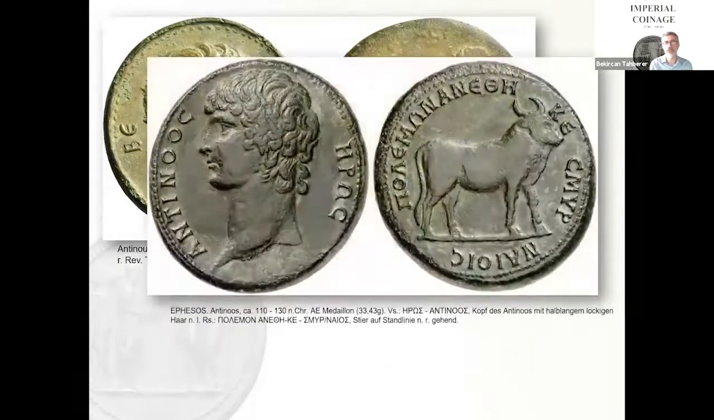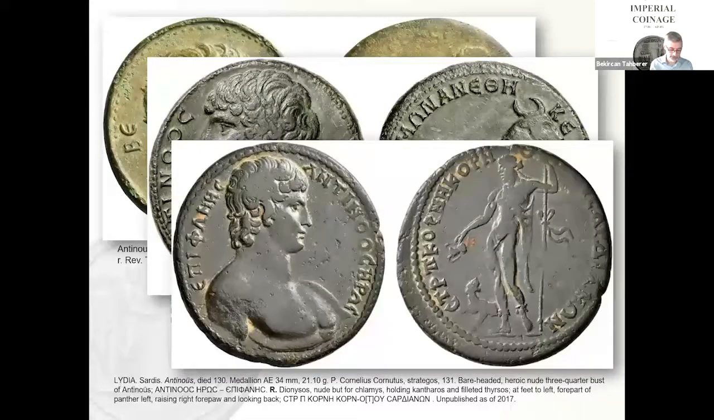There's no coinage minted in the name of Antinous in Rome. In fact, Hadrian was very unpopular in the city when it comes to his relationship with this young man. However, his extraordinary image appears on large medallions minted in the provinces.